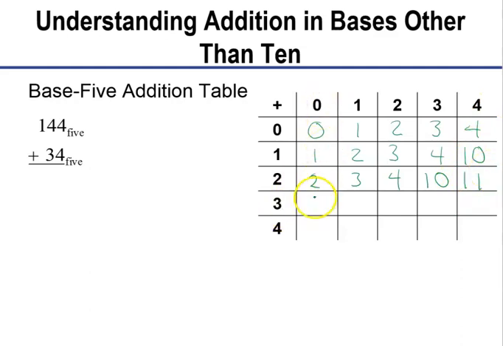Okay? Keep going. 3 plus 0 is 3. 3 plus 1 is 4. 3 plus 2 is 5, which means 1 unit of 5 and 0 ones. 3 plus 3 is 6, which really means 1 unit of 5 and 1 one. 3 plus 4 is 7, which means 1 unit of 5 and 2 ones. 4 plus 0 is 4. 4 plus 1 is 5, which is 1 unit of 5 and 0 ones. 4 plus 2 is the number 6, which is 1 unit of 5 and 1 one. 4 plus 3 is the number 7, which is 1 unit of 5 and 2 ones. And 4 plus 4 is 8, which is 1 unit of 5 with 3 ones.